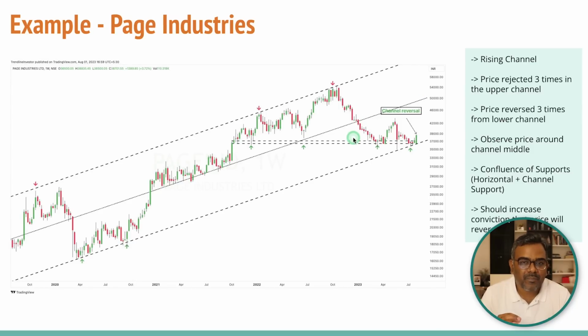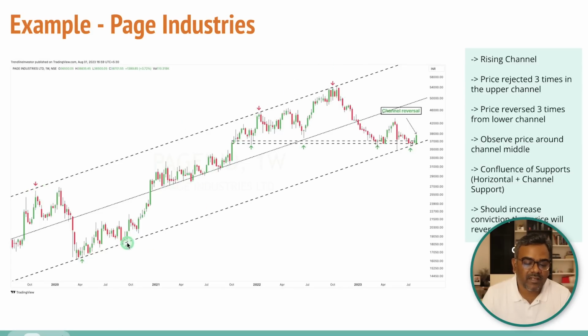Page Industries, again, a beautiful example. This is a slightly better example in terms of confluence of supports. If you drag this point and this point, you see the price is reversing here. Sometimes this channel can be slightly wrong and you might have to adjust it because the price can go sideways like this. So this channel is still forming, and I would not call it a very valid channel because here I did not have a proper touch point, but here I had touch points.